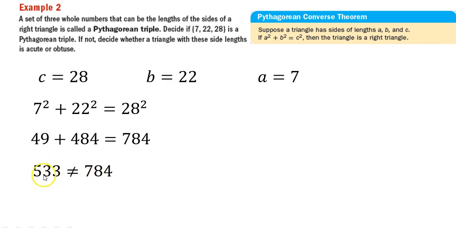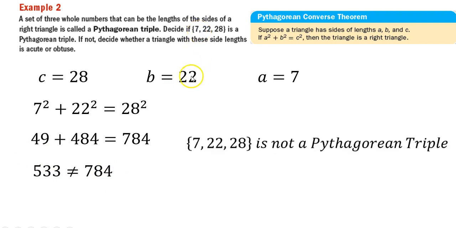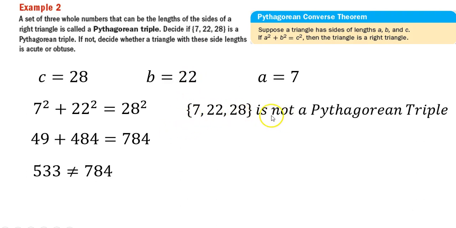So what this tells us is that these side lengths, 7, 22, and 28, do not form a right triangle. So 7, 22, 28 are not a Pythagorean triple. They cannot make a right triangle. So we have to now decide, if it's not a right triangle, what kind of triangle is it? Is it an acute triangle that has all acute angles, or is there an obtuse angle in there with the side lengths once we make them?